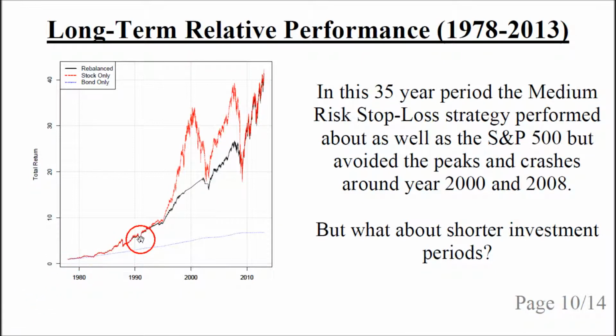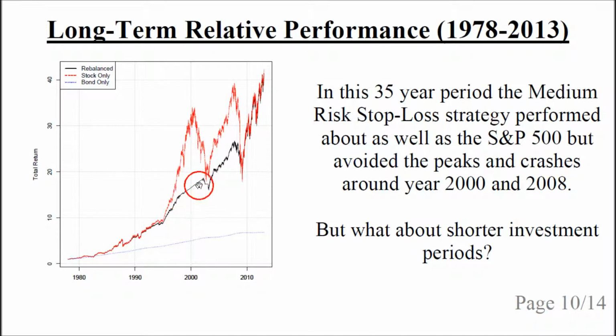And we have the red line here is the S&P 500, which has the dividends reinvested. And the blue line here is investment in US government bonds with 1 year maturity. And after 1 year, we reinvest in US government bonds again, and so on and so forth. And the black line is a medium risk stop loss strategy. So what we can see is that it performs somewhat like the S&P 500 until 1995.